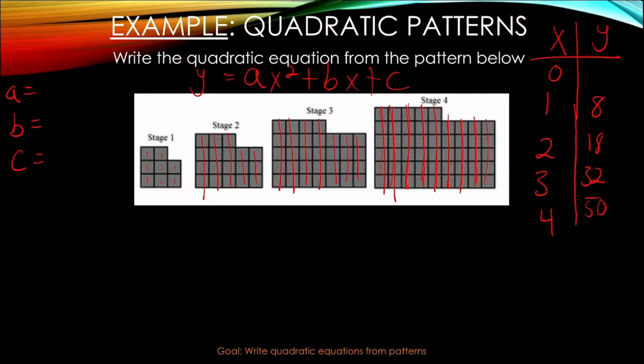Okay, so we need to determine if this is quadratic, which means I need to find the second difference, and I totally didn't leave myself enough room. So what I'm going to do is write these on a second piece of paper real quick, and then we're going to transpose it to a different slide so we can see a little bit more. So we have 1 and 8, 2 and 18, 3 and 32, 4 and 50.